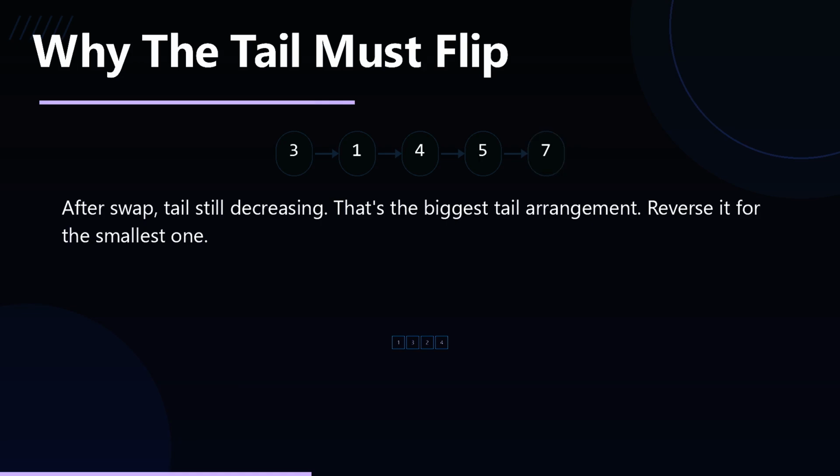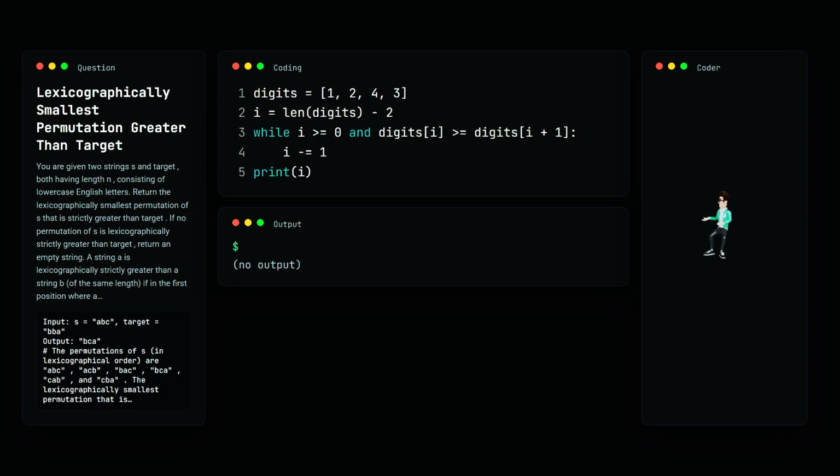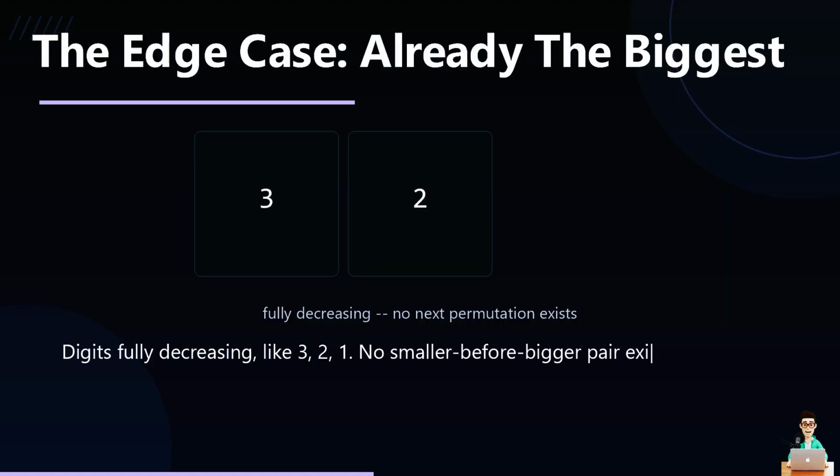Let's actually run it. We start one step before the end and walk backward as long as each digit is bigger than or equal to the one after it. On 1, 2, 4, 3, that stops right at index 1, because 2 is smaller than 4. That index 1 is our pivot. What if the digits are already in the biggest possible order like 3, 2, 1? Scanning right to left, we never find a smaller digit before a bigger one. That means there is no next permutation at all.